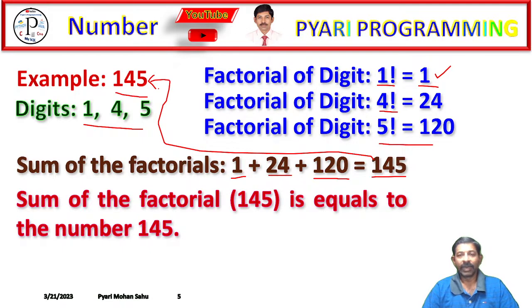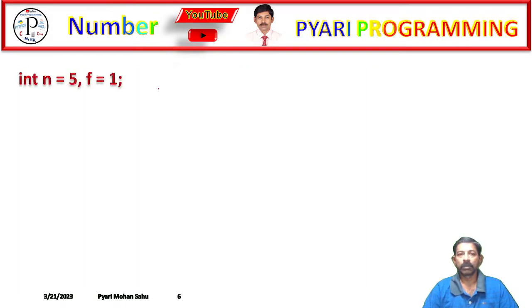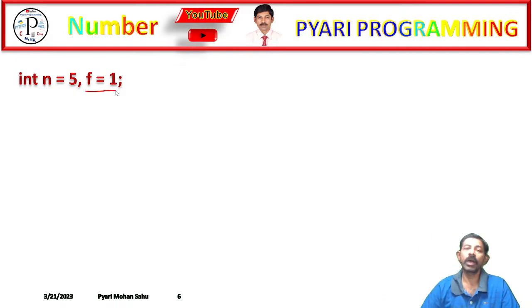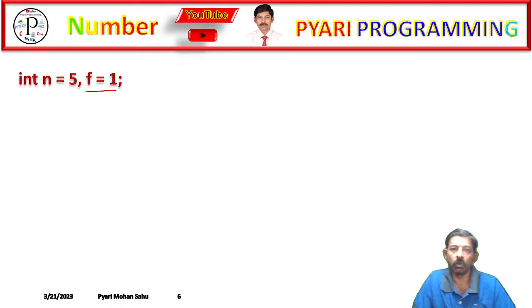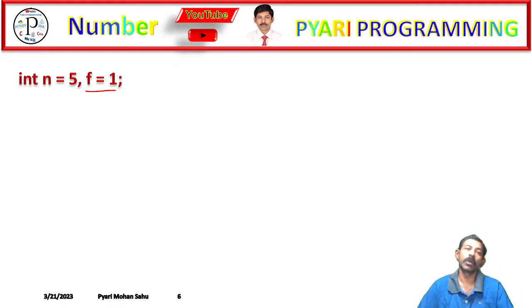So now let's see how to find out the factorial of a given number. So suppose my number is 5. Initially my f will be 0 or 1. That is the case where normally students make mistakes. In case of sum, it should be 0. But in case of factorial, it should be 1, because it is used in a product. So 0 multiplied with anything, result is 0. That's why in this case, I will take f is equal to 1.